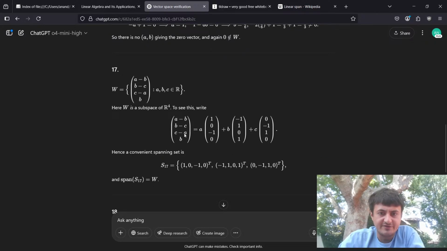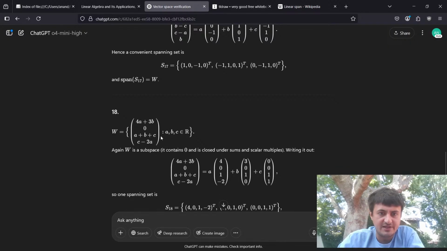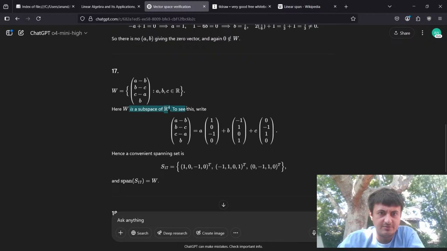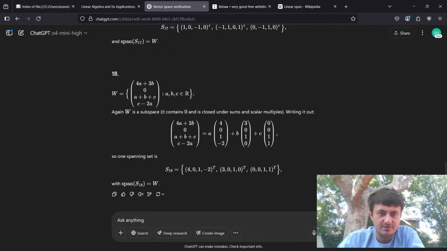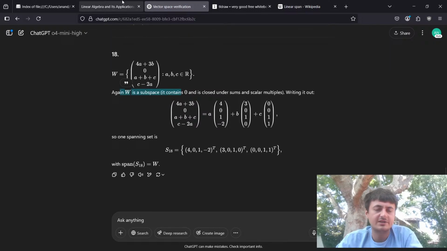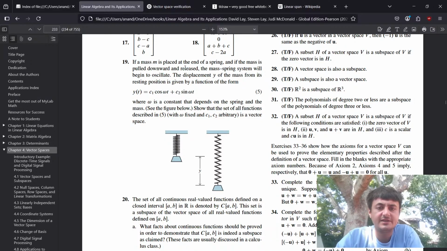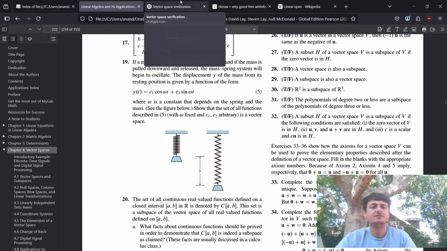Now here, this is a vector space because you do this process. That's what I was saying. That's what I did, and so W is a subspace. W is a subspace. All right, so cool, we get the same answers. All right, problem 19. If a mass M is placed at the, so wait, actually I wanted to ask though.